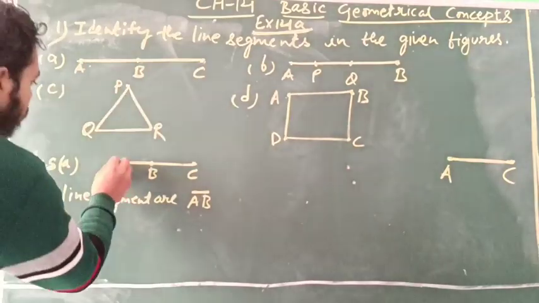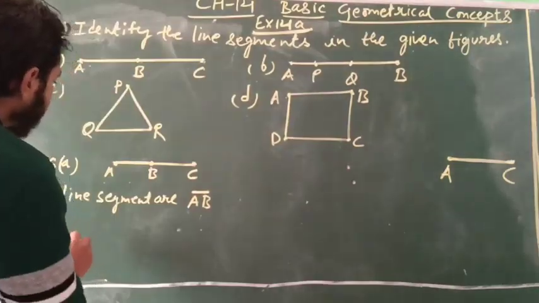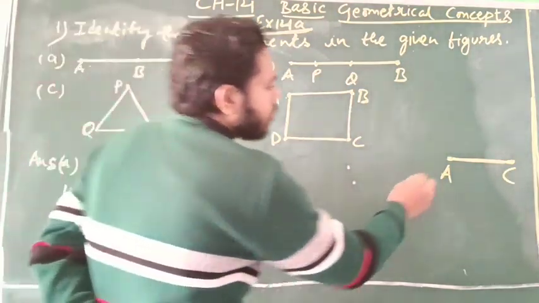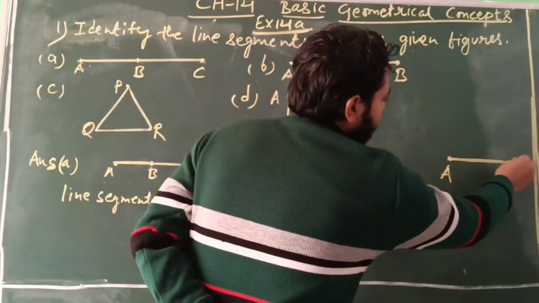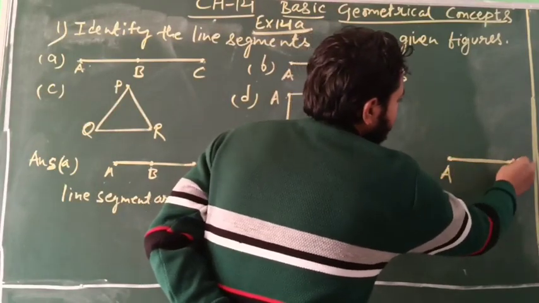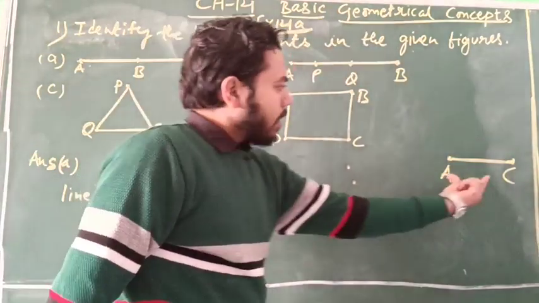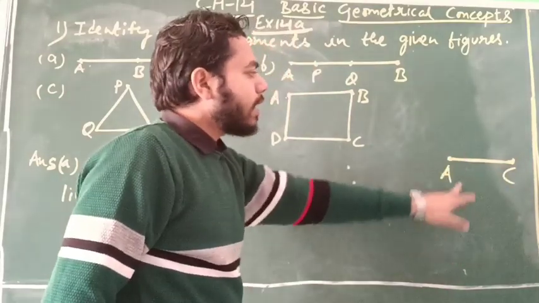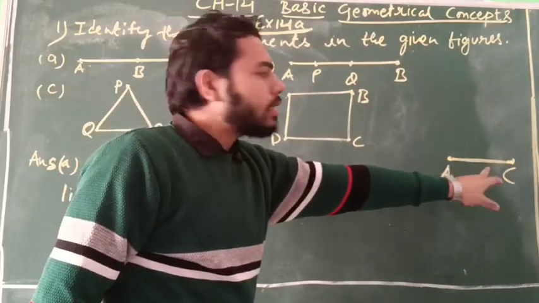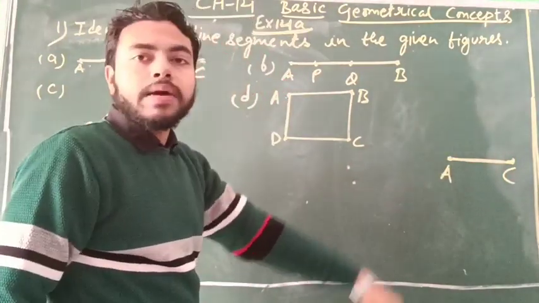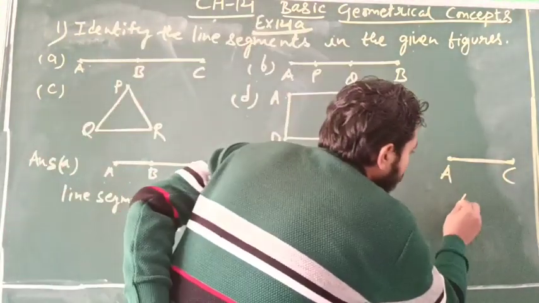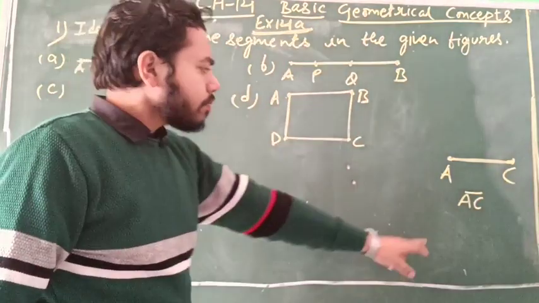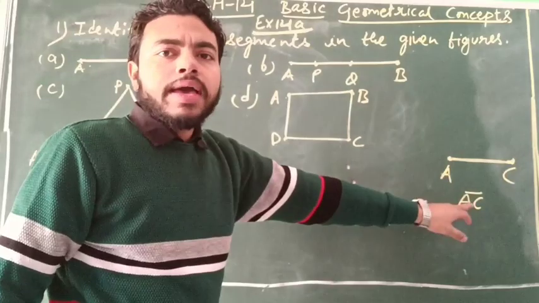Here ABC. So you know the line segment: a line segment has two endpoints. So here you see that a line segment is AC. You know AC is a line segment because it has two endpoints and it has a definite length, so it is a line segment. And how do we represent a line segment? You all know that for AC, we just write AC and make a bar on it. So this is the representation of AC.